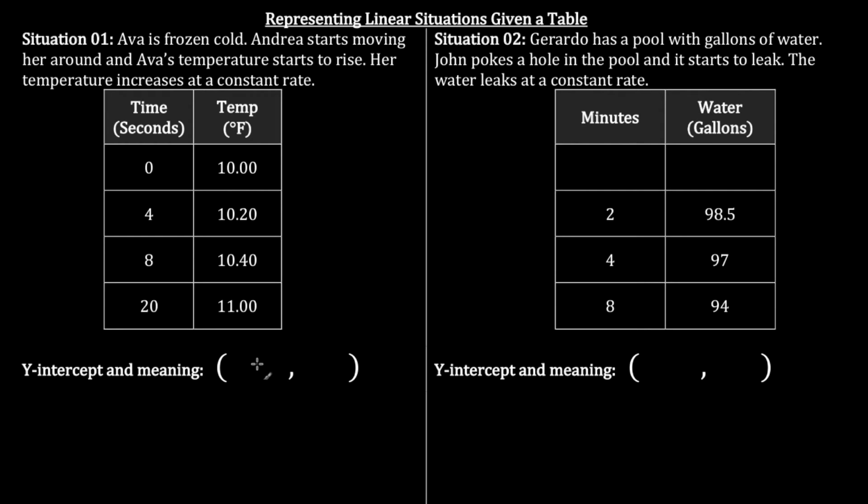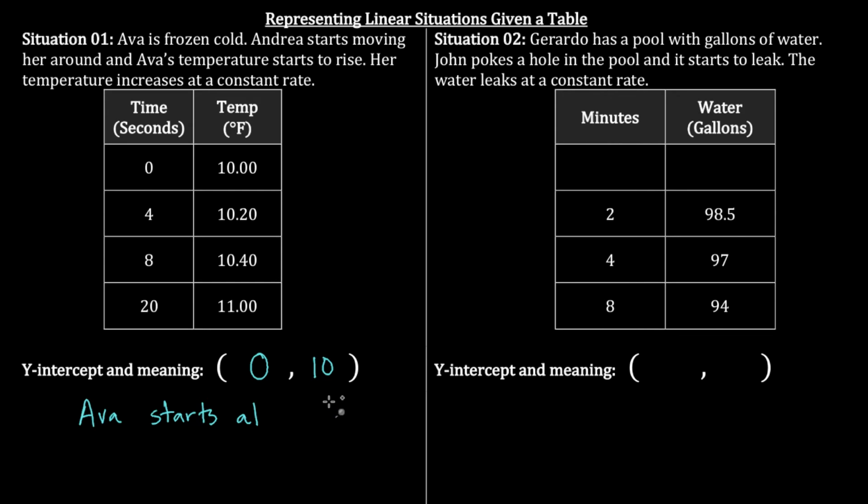So, y-intercept is when the independent variable is 0. So 0 and 10. Oh, that was easy. And so she's frozen cold. Her friend Andrea starts moving her around. So this is the temperature of Eva. So Eva starts at 10 degrees.